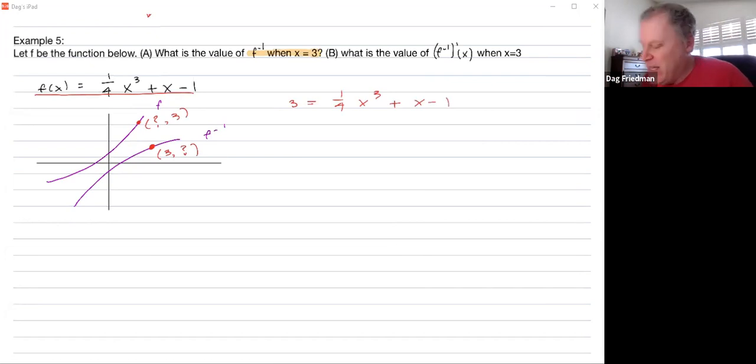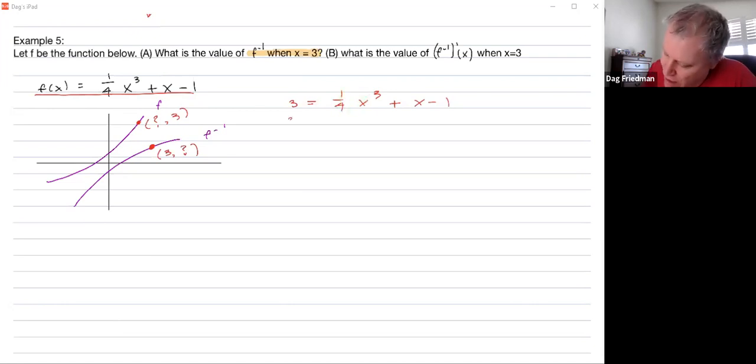Now, in this case, I might do a quick little guess and check. Just because it's a cube, I don't really want to try solving that. That might be rough. I might do it on a graphing calculator. That might not be so bad. But let's just check. Let's plug in 2. The reason I chose 2 is, let's see if this is true.